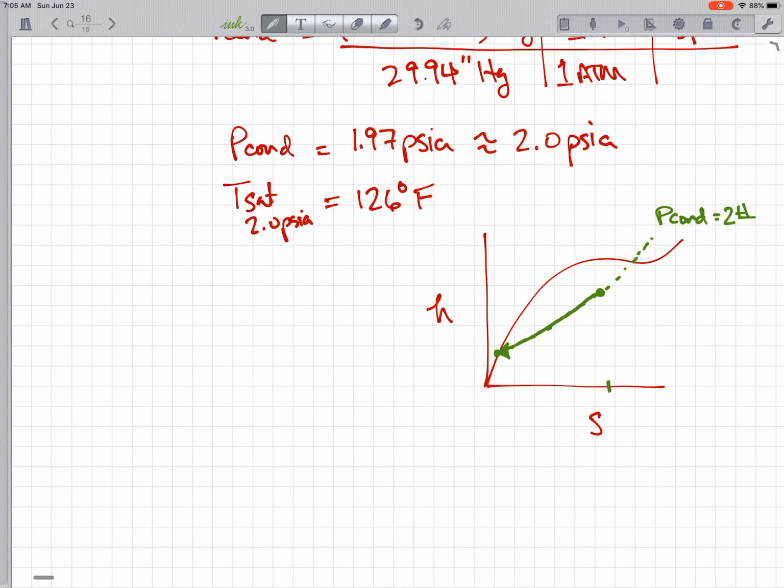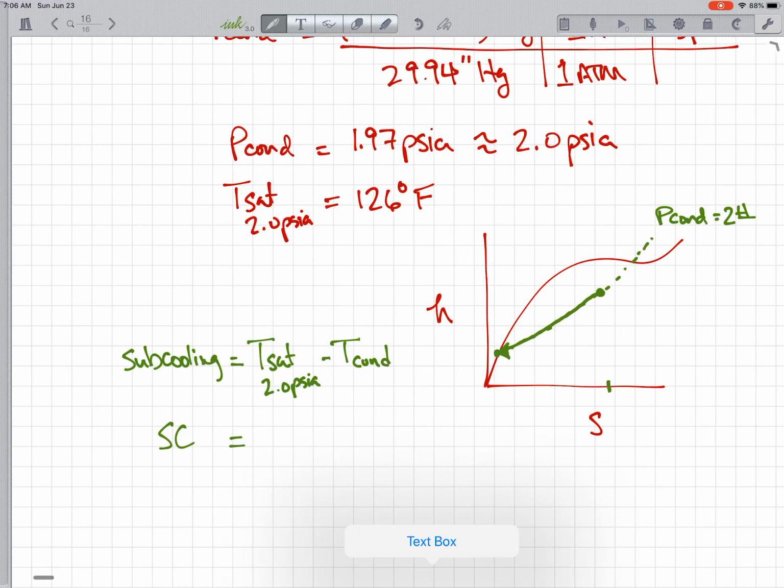And that heat is subcooling. And that's going to be the difference between saturation temperature at 2.0 psia minus the temperature of the condensate. And subcooling is going to be equal to 126 minus 100. It's going to be in degrees Fahrenheit, or 26 degrees Fahrenheit. So let's see if we have that for an answer.